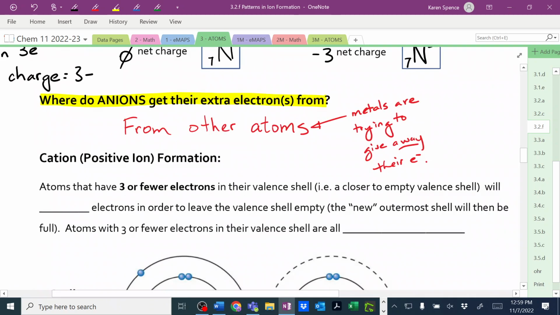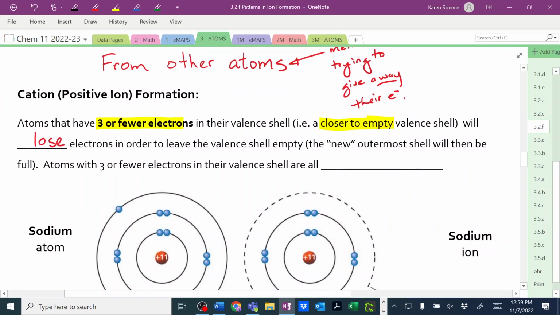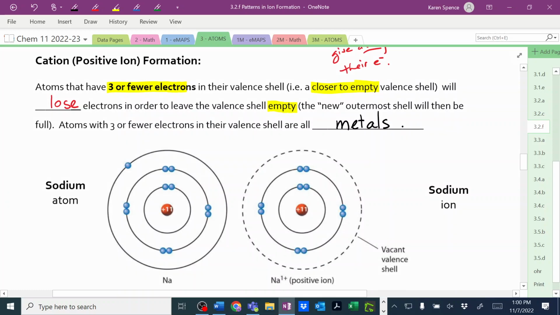So any atom that has 3 or fewer electrons, in other words, closer to empty, what will they do with their electrons? They will lose electrons in order to leave their valence shell empty. Your new outermost shell will be full. Atoms with 3 or fewer electrons in their valence shell are all what kind of elements? Metals. That's okay. That's why we're learning. If you knew it all, you wouldn't be in this class.